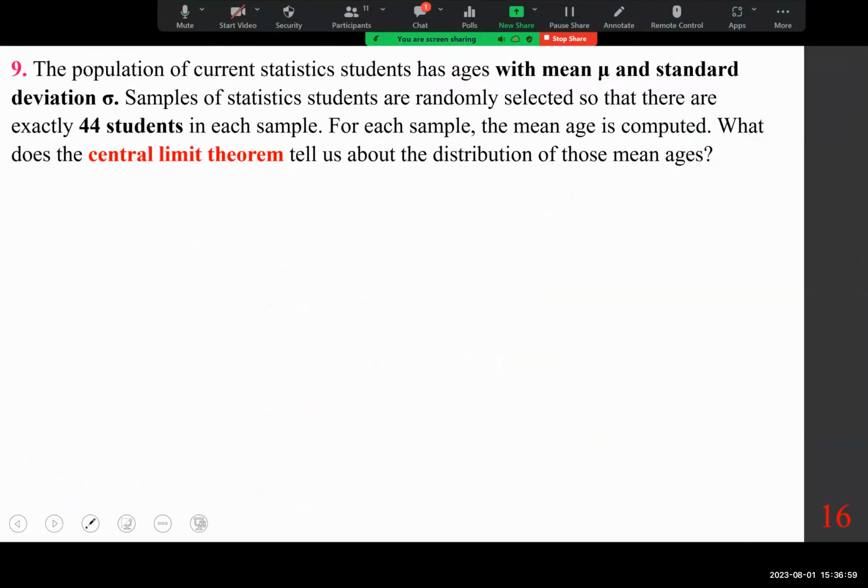Could somebody read the question, please? Go ahead, class.